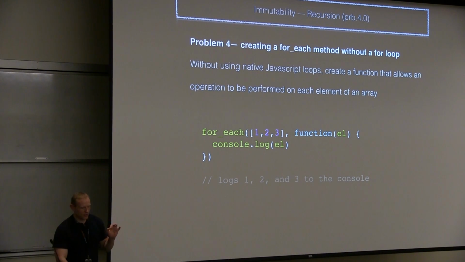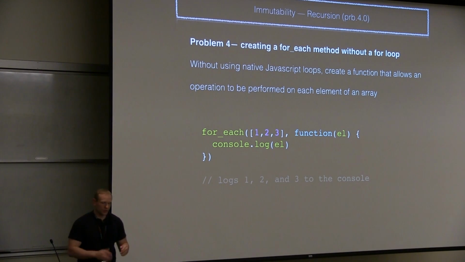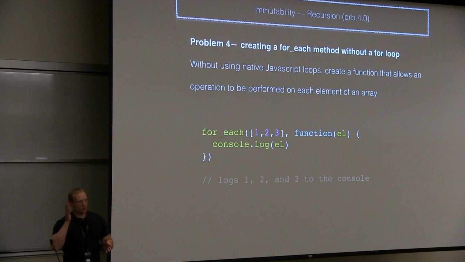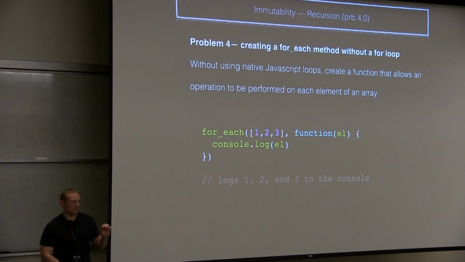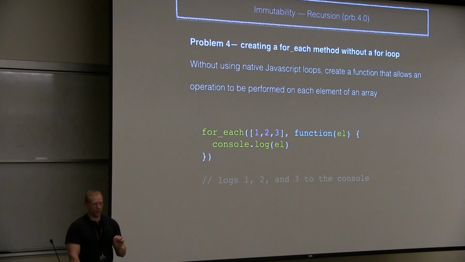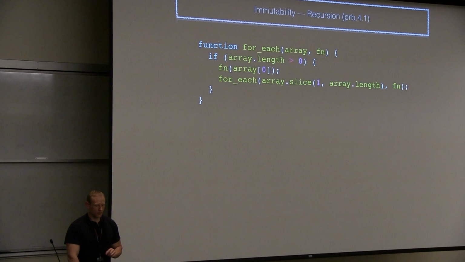We're going to create this function that allows an operation to be performed for each element in an array, such that we can call this method for each, pass in an array, give it a function that takes each one of those elements, and it will do something with it. In this case, I'm logging that out. So we're going to write a function for each that we can call this method, and it will in fact log 1, 2, and 3 to the console in sequence.